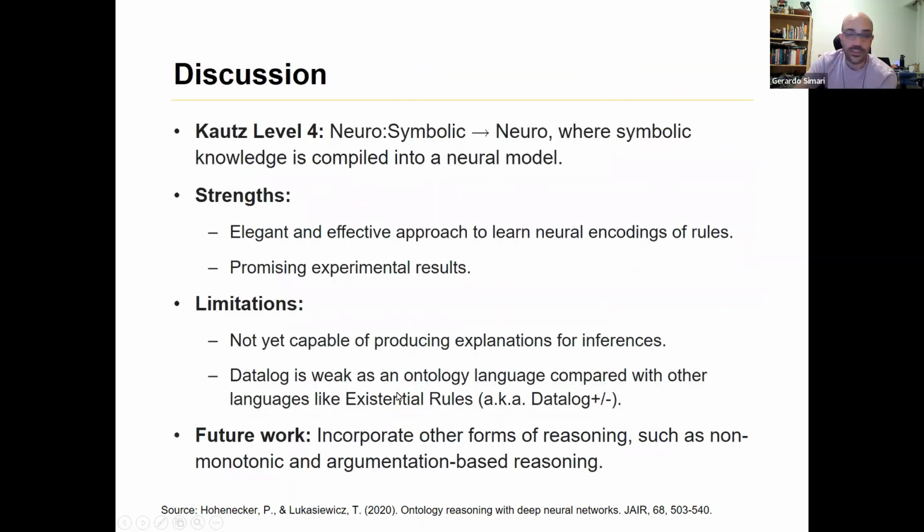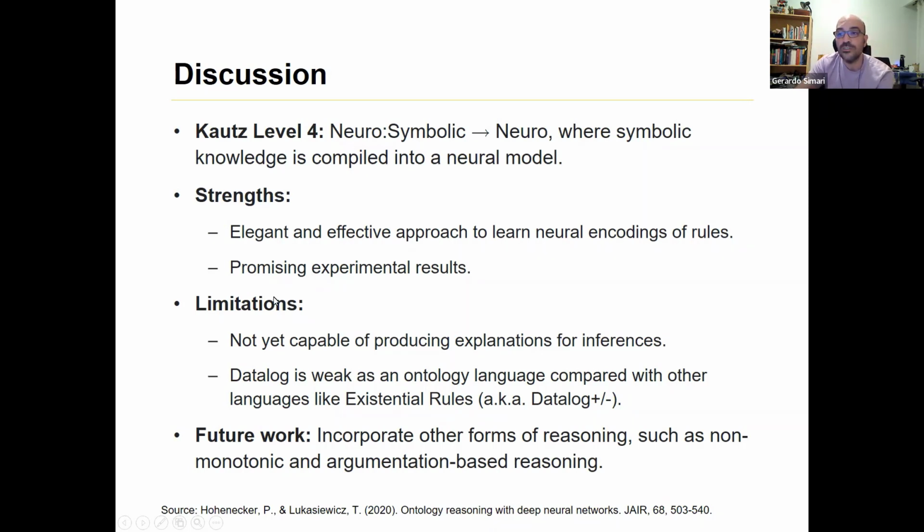All right, so finally, this is essentially Kautz level 4, where symbolic knowledge is compiled into a neural model quite directly. It has strengths. I think we discussed this during the questions. So it's elegant and it's effective. Very promising experimental results. I think there are a lot more experiments that could be done to see how they do.